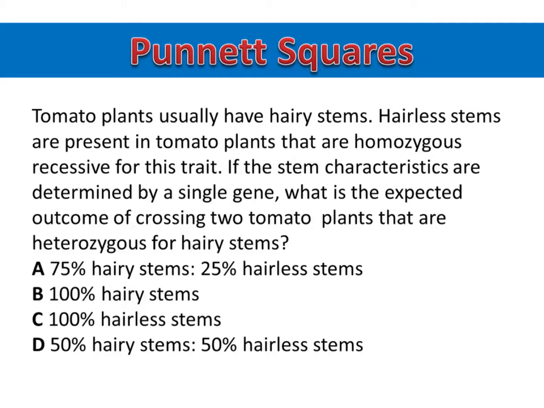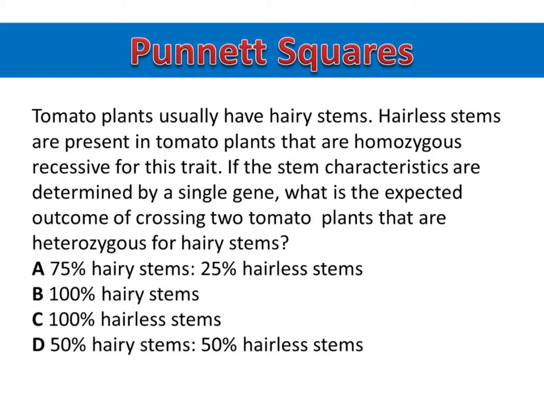Tomato plants usually have hairy stems. Hairless stems are present in tomato plants that are homozygous recessive for this trait. If the stem characteristics are determined by a single gene, what is the expected outcome of crossing two tomato plants that are heterozygous for hairy stems?